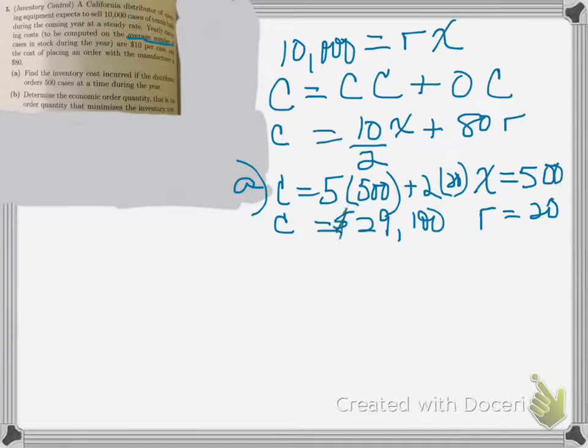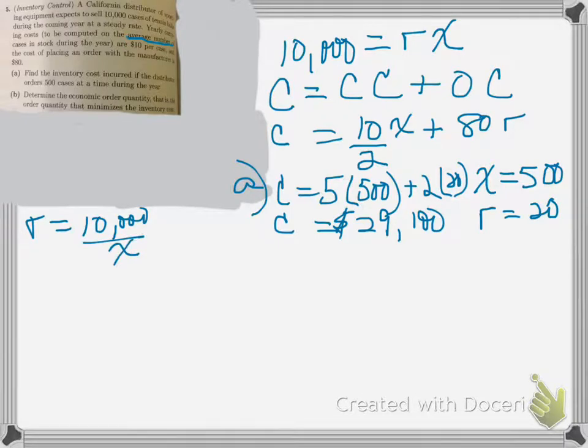Okay. Now let's go on and read the next part of the problem. Okay, B says determine the economic order quantity. That is the order quantity that minimizes the inventory cost. Okay, so now we're going to optimize. So we have to go back and do all the steps we normally do. So, number one thing, you're going to end up writing your R in terms of X. So take your constraint, and I will say from that constraint that R will equal 10,000 divided by X.